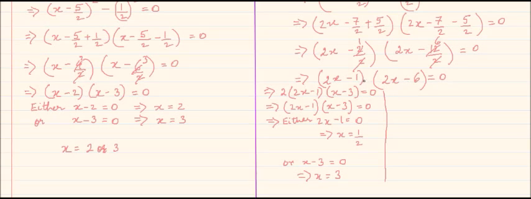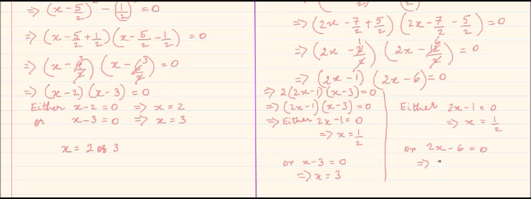So these two parts when multiplied together give us a product of 0. So either 2x minus 1 will be equal to 0 or 2x minus 6 will be equal to 0. So we write that straight away. That is either 2x minus 1 is equal to 0. This implies x is equal to half. Now, or the other part, 2x minus 6 is equal to 0.